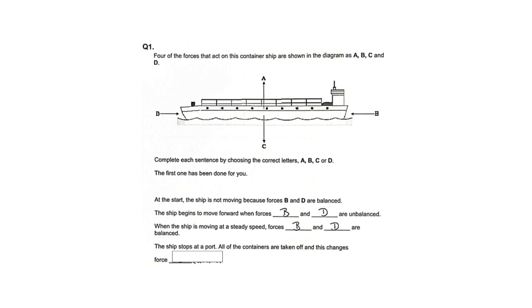The ship stops at a port. All the containers are taken off, and this is going to change force C, which is called the weight. Weight is caused by mass. So if you're removing some of the cargo, you're going to decrease the mass of the ship, therefore you're going to decrease the weight. Also, because you're decreasing the weight, you're also going to decrease the buoyancy or the upthrust. But mostly C is going to change because of removing containers.